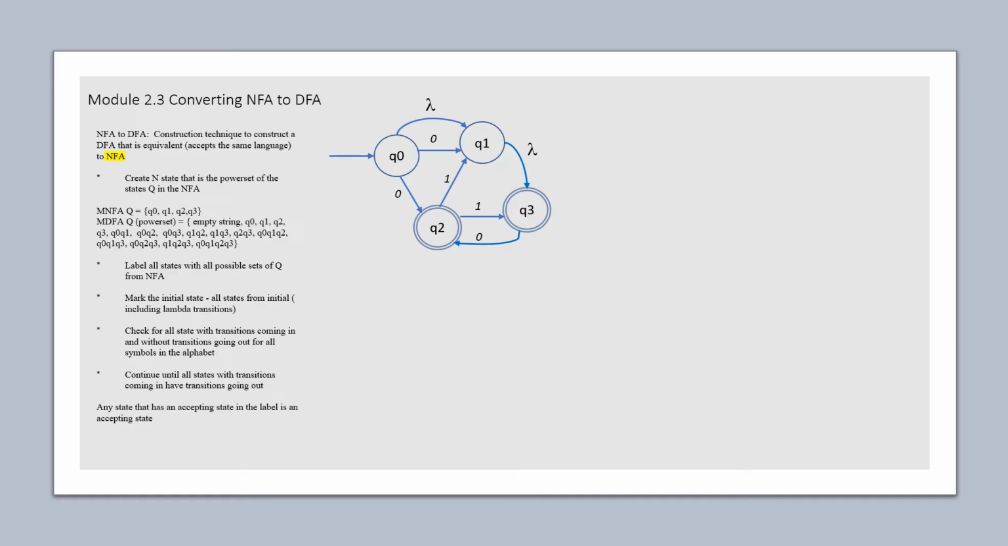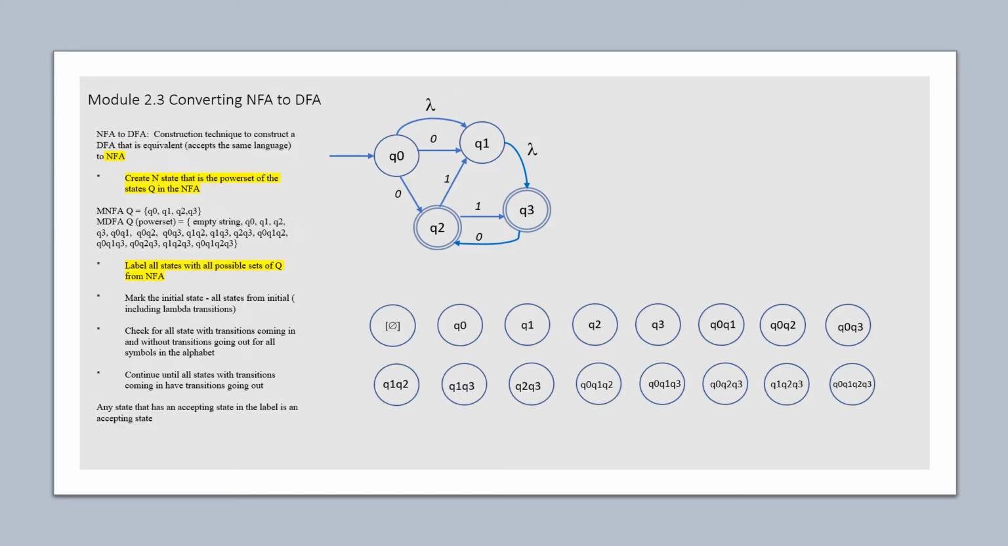This can be kind of complicated, but let's just take it one step at a time. Take a look at this NFA. It has 2 lambda transitions, so we have to take that into account, and it has 4 states. So the first thing you want to do is create the power set. So we've created the power set of all the states of this NFA.